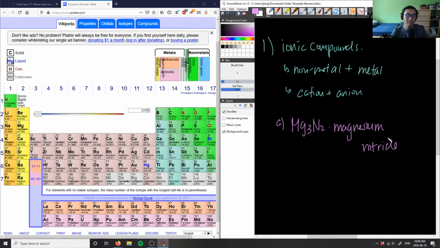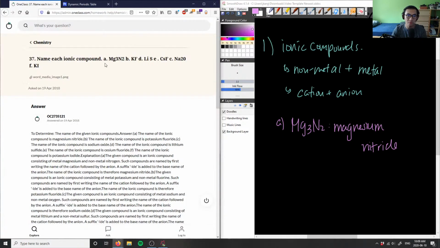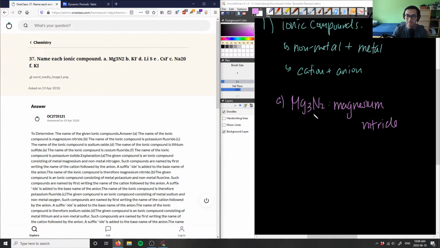And this is very similar for all ionic compounds. We basically write the metal as it is, and then for the non-metal, we drop the ending and add IDE. So in this case, we have magnesium nitride, and this is the answer for the first one.